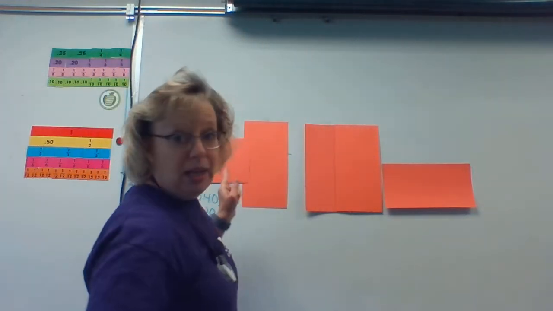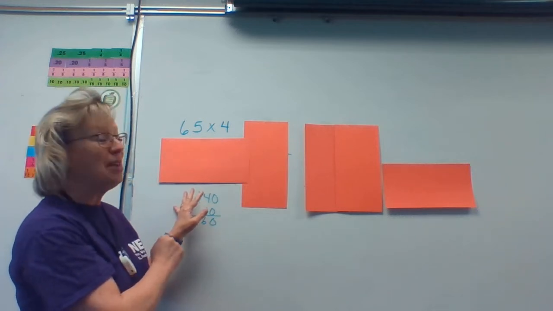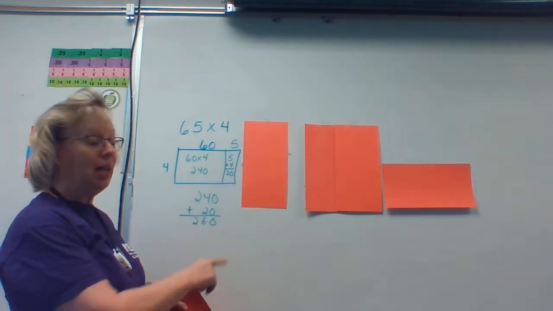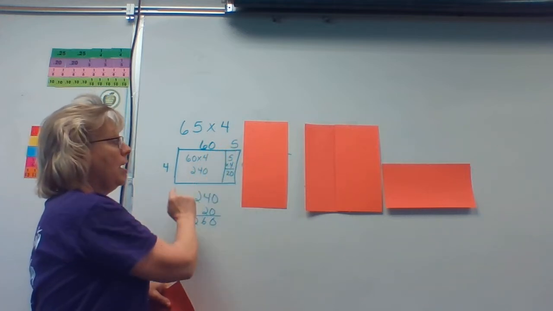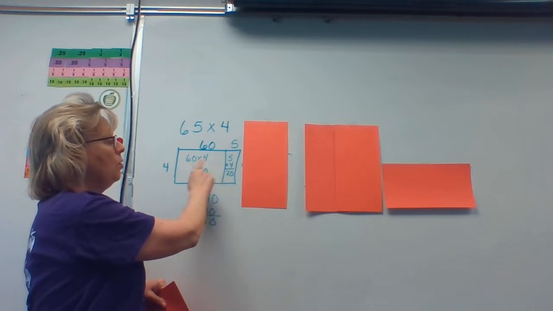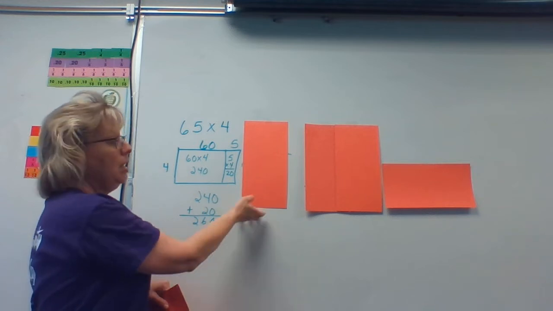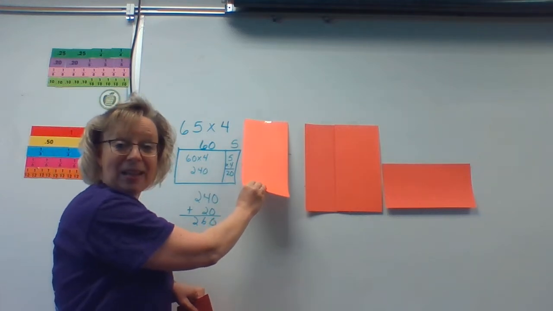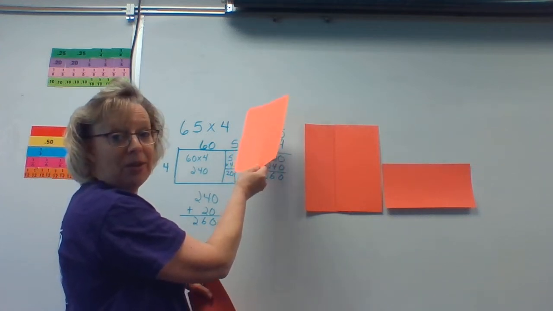So, all these cords behind me here. We started out with something like 65 times 4. And hopefully you've become really great at being able to do the area model or the array model, breaking apart 60 and 5 times 4, 60 times 4, 5 times 4, 240 plus 20 would be 260. Okay, taking that model, the array model, we're going to now look at a numbers only model.